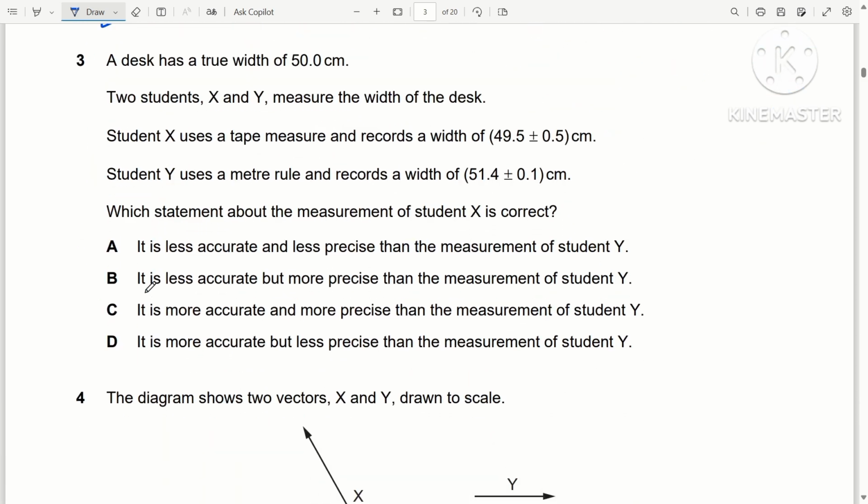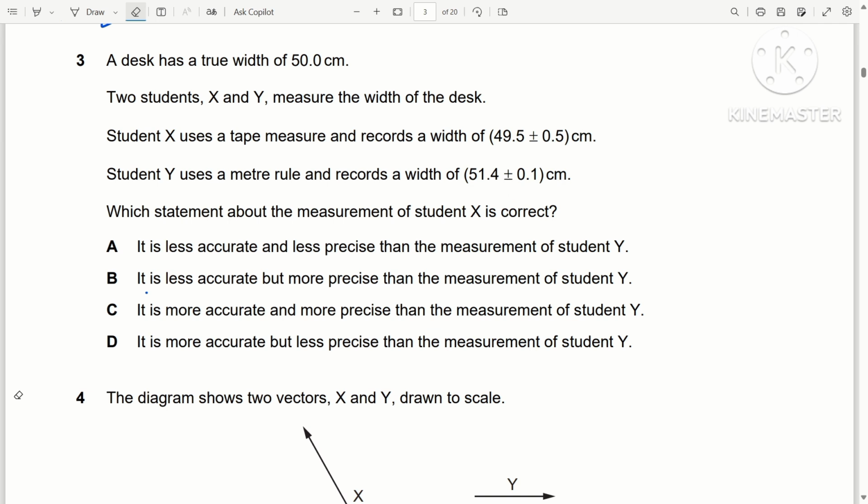Third question, a desk has a true width of 50 centimeter. Two students X and Y measure the width of the desk. Student X uses a tape measure and records a width 49.5 plus minus 0.5, and student Y records 51.5 plus minus 0.1. So which statement about the measurement of X is correct? Now the actual value is 50 and student X has measured 49.5. So this value is more accurate as compared to Y, because Y is getting 51.5. So it is more accurate.